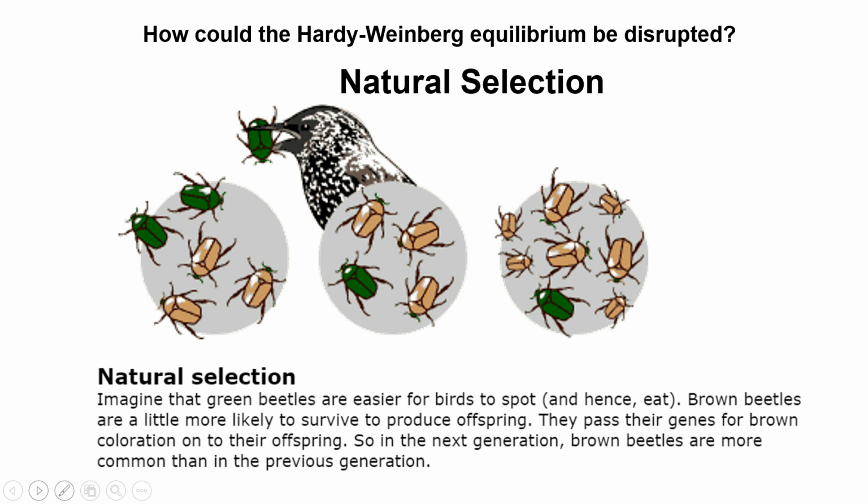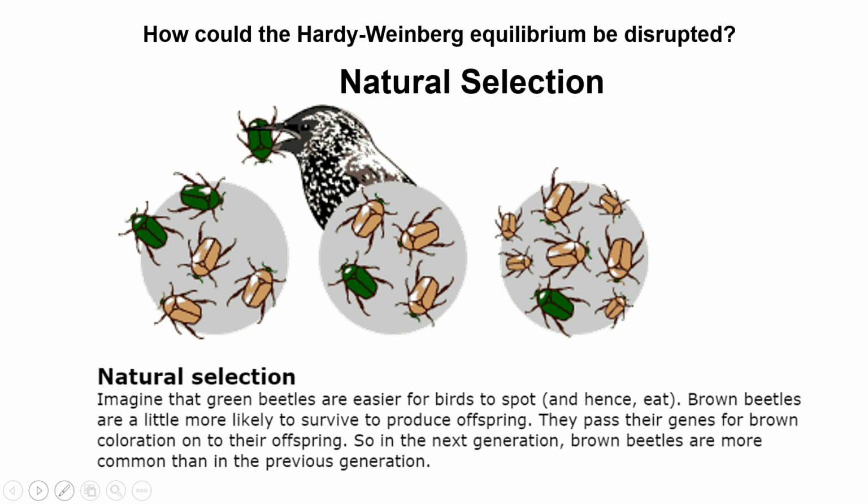Alright, so walking through each of these mechanisms that can disrupt Hardy-Weinberg equilibrium, each of these are situations where the conditions of Hardy-Weinberg equilibrium are not met. So here, natural selection. Here you have a bird preying on beetles.